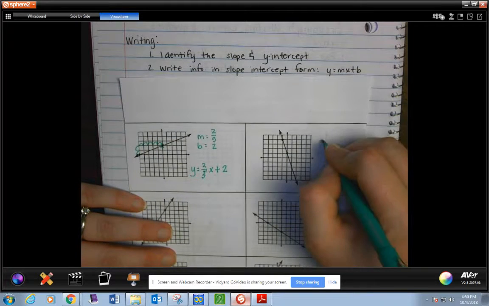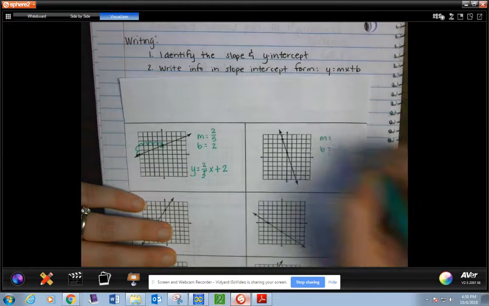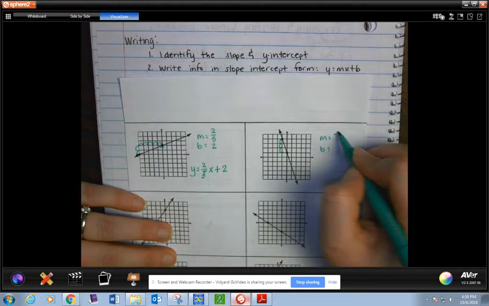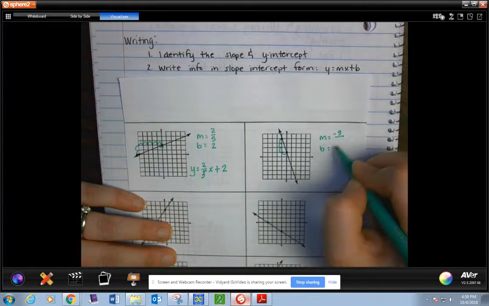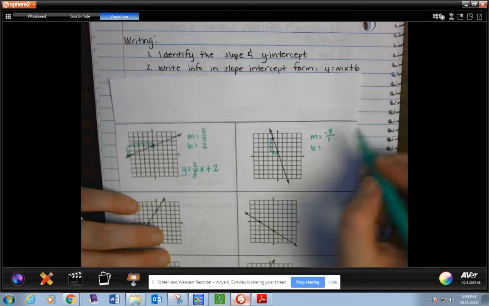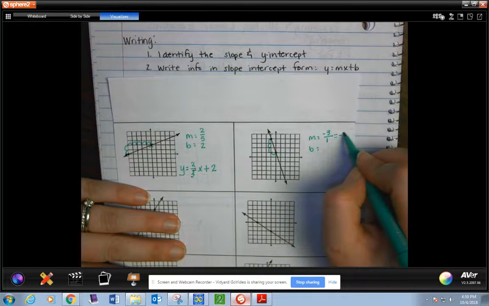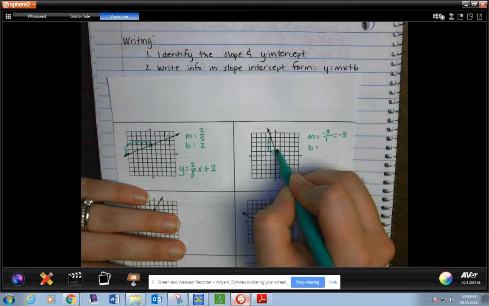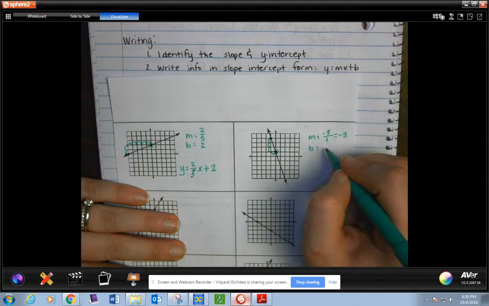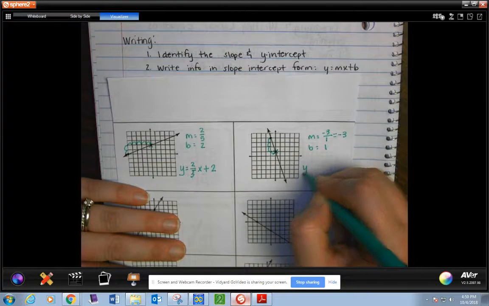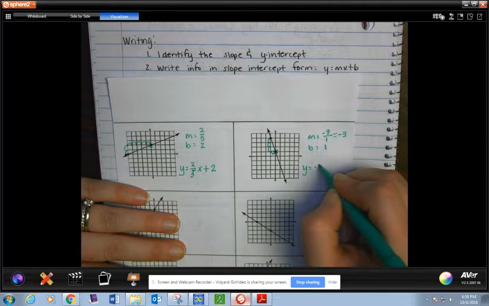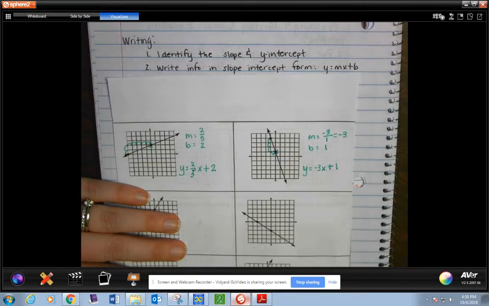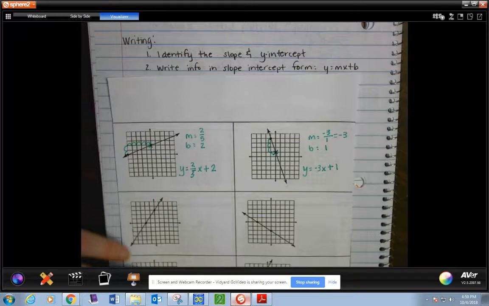Okay, for the second one, I need to find my slope and my y-intercept. I'm going to start at the left dot. I have to go down 3 and right 1. -3/1 can simplify to -3. Remember, you always want to simplify. And that is crossing the y-axis at 1. So I'm going to do y equals, my m we found out was -3, keep x, and it's a plus 1 because the y-intercept is a positive 1.